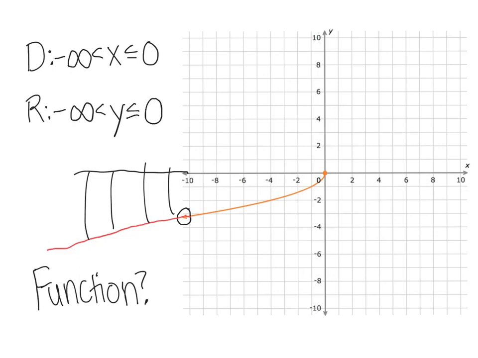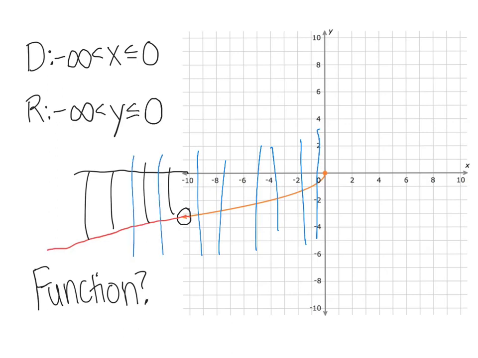And then the last thing is, let's see if this is a function. We can draw our vertical lines anywhere on the graph, any x value, and I'm seeing that it's not crossing the graph at 2 points anywhere. It's only crossing the graph at 1 point for every single vertical line. So that means that yes, it is a function.